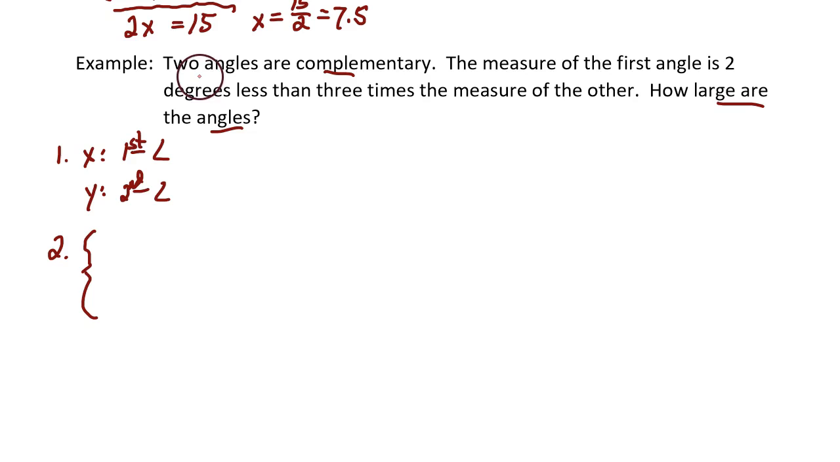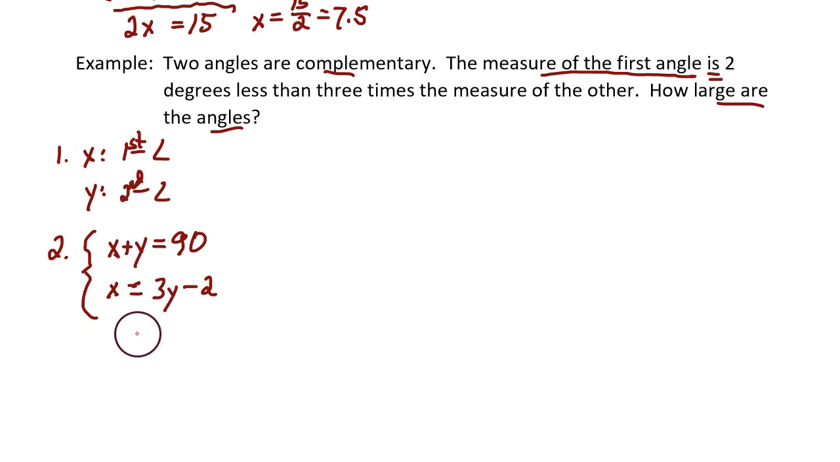The first sentence tells us the angles are complementary. What is that telling you about x and y? It tells you that if you add them together, it will equal 90 degrees. The second sentence says the measure of the first angle is. What symbol represents first angle? It's x. What symbol represents the word is? It's the equal symbol. Let's read a little farther. 2 degrees less than 3 times the measure of the other. That's 3y minus 2. This system has two equations.